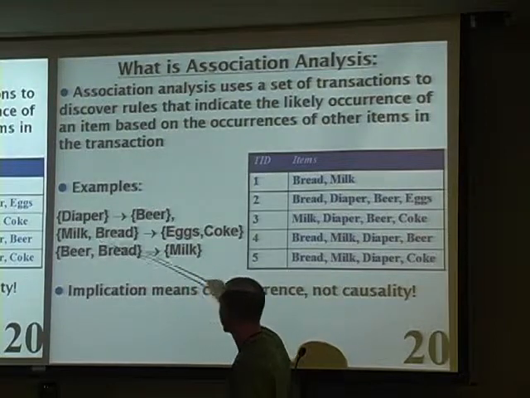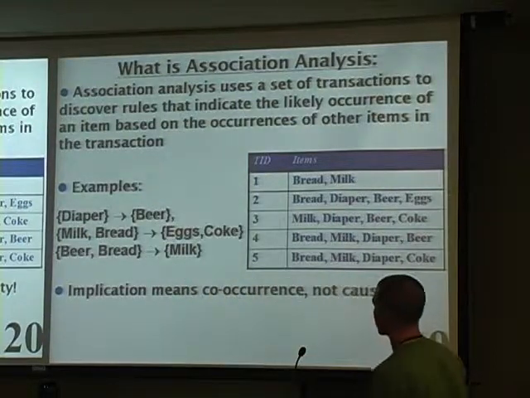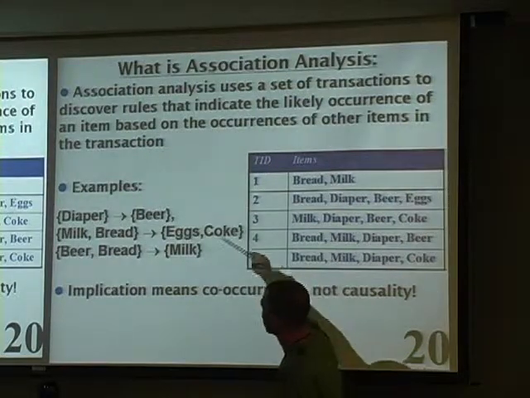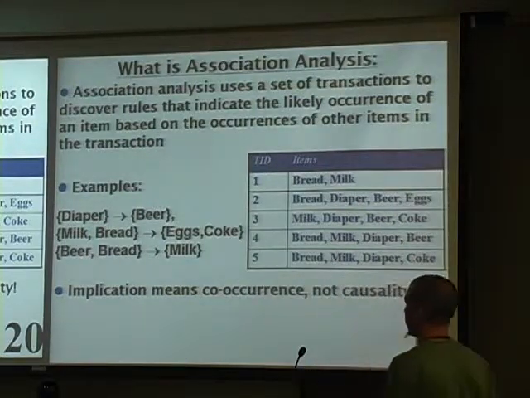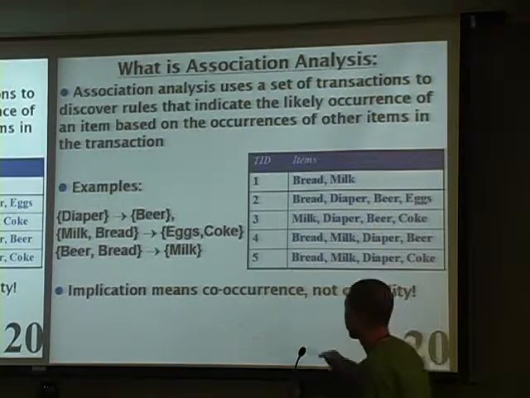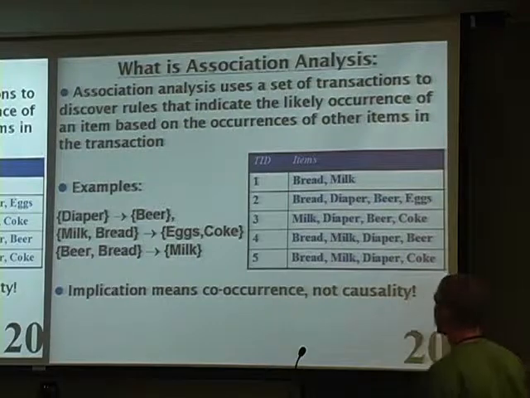If someone bought milk and bread, does that mean they're likely to buy eggs and Coke? If someone bought beer and bread, does that mean they're likely to buy milk? So these would be examples of association rules, and we can quantify the strength of these rules. I'll show you a couple of metrics for doing that. The important thing here, again, is that implication means co-occurrence, not causality.